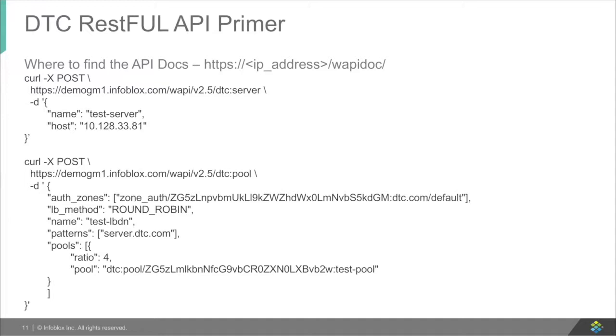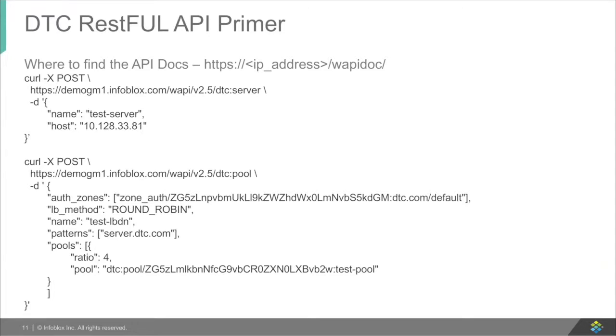For example, here is one API call. The first one at the top is showing you where to find all our API documentation, and our community site has tons of examples as well. The first example we're going to cover here is showing you how to create a server in DTC.